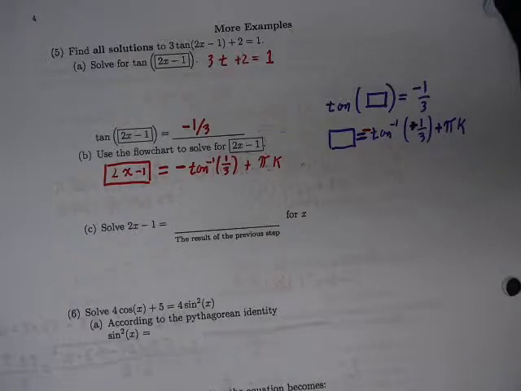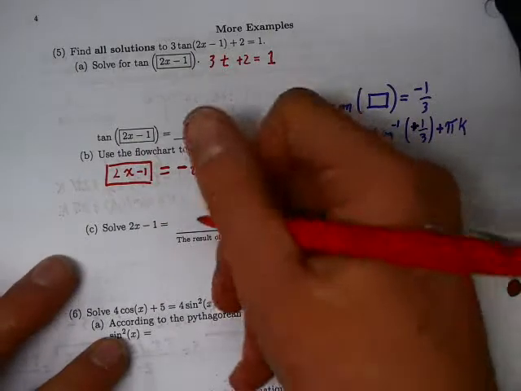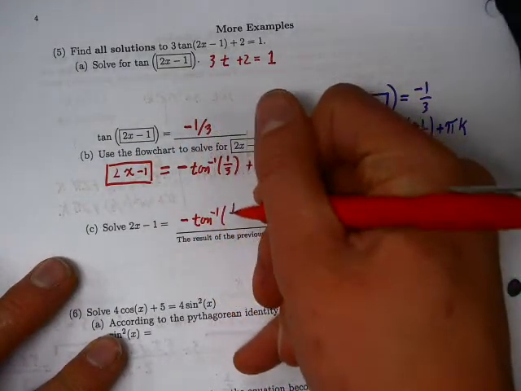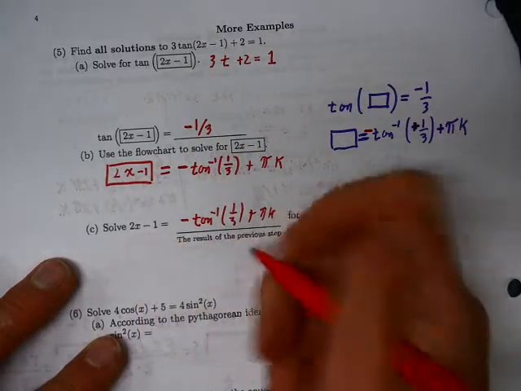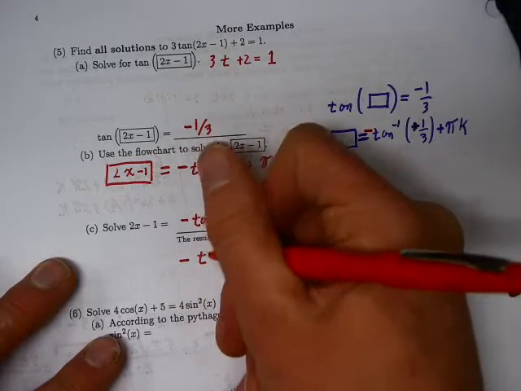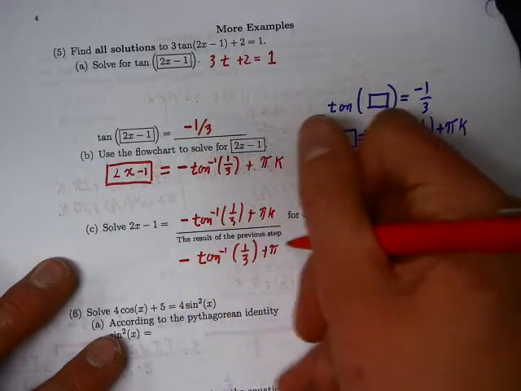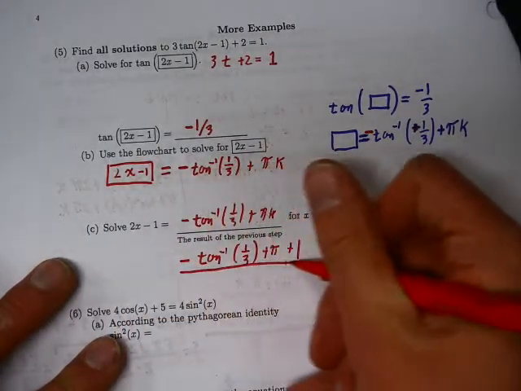So the right-hand side will be complicated looking, but that's fine. There's nothing to be done about that. So we have 2x minus 1 right now is equal to negative tangent inverse of 1/3 plus pi k. As you already said, you should add 1 to both sides, giving you negative tangent inverse of 1/3 plus pi k plus 1, and then I need to divide both sides by 2.